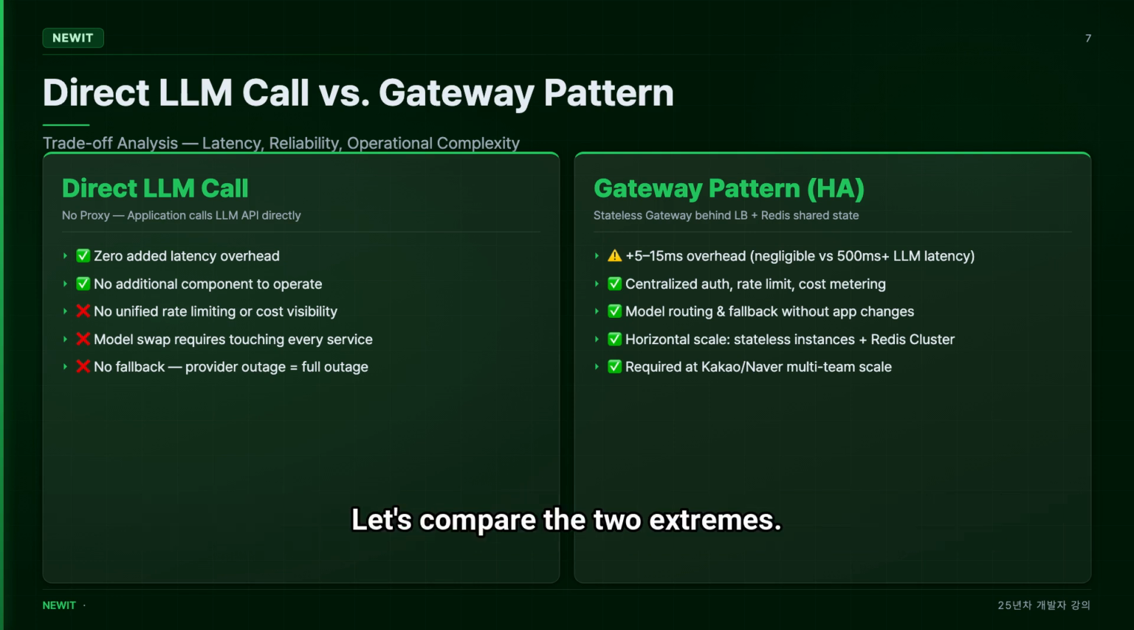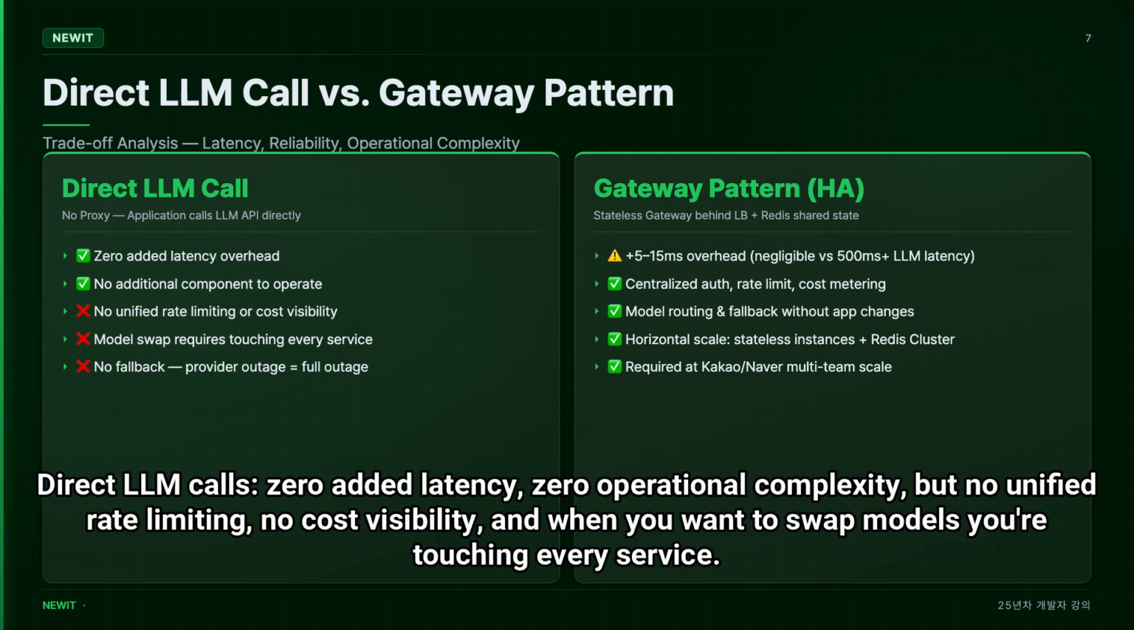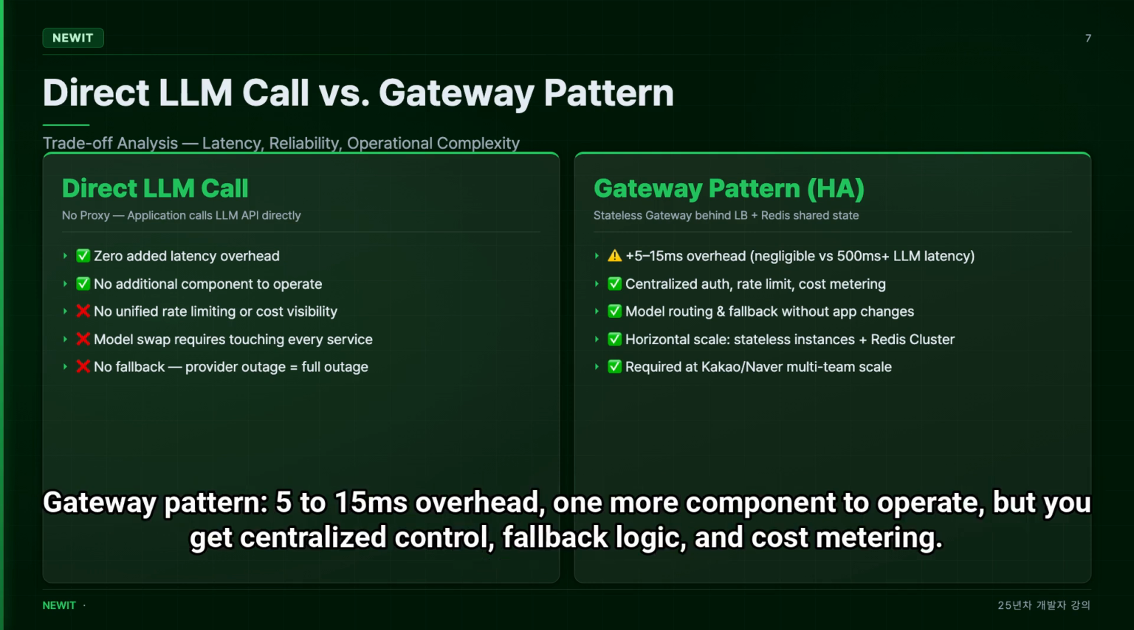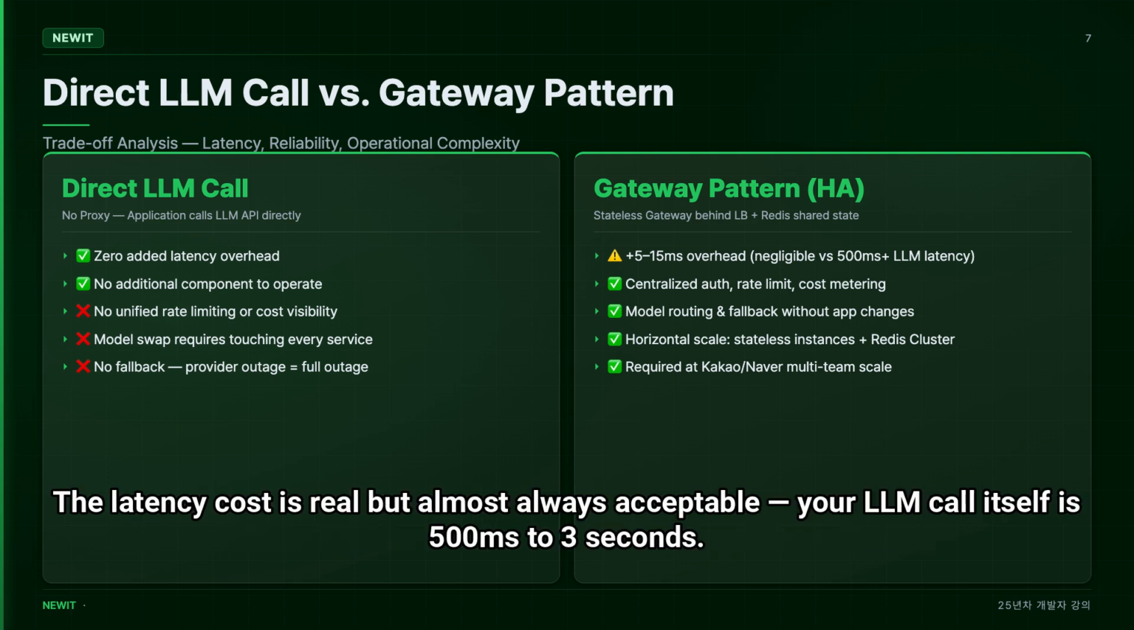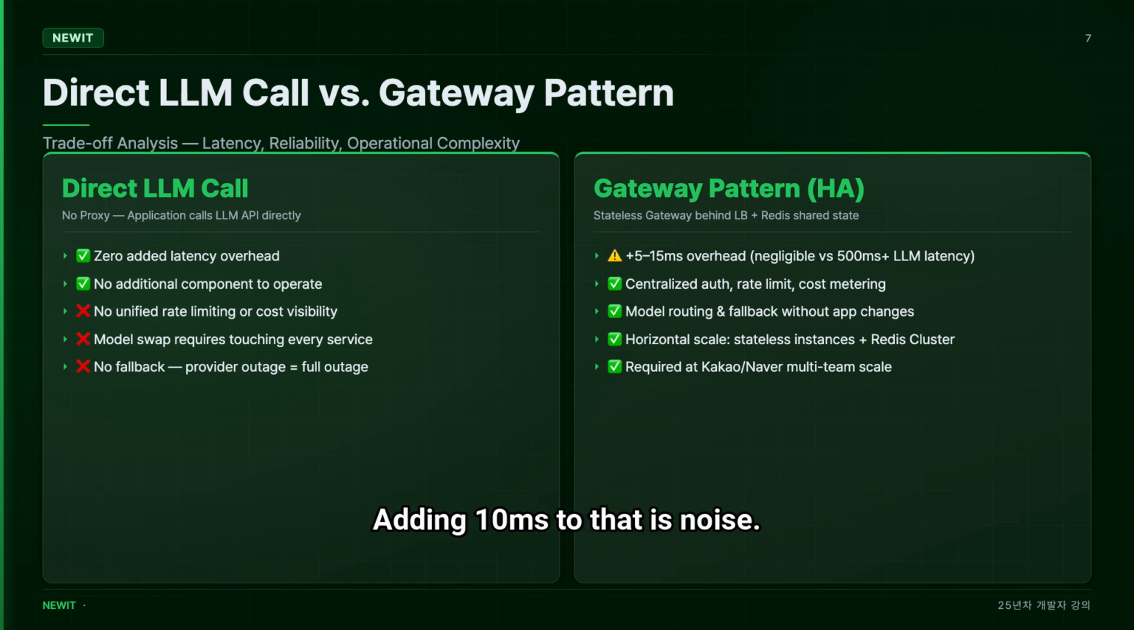Let's compare the two extremes. Direct LLM calls: zero added latency, zero operational complexity, but no unified rate limiting, no cost visibility, and when you want to swap models, you're touching every service. Gateway pattern: 5 to 15 milliseconds overhead, one more component to operate, but you get centralized control, fallback logic, and cost metering. The latency cost is real but almost always acceptable. Your LLM call itself is 5 milliseconds to 3 seconds. Adding 10 milliseconds to that is noise.